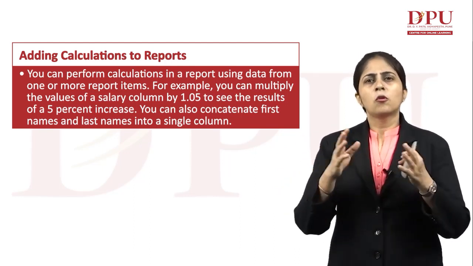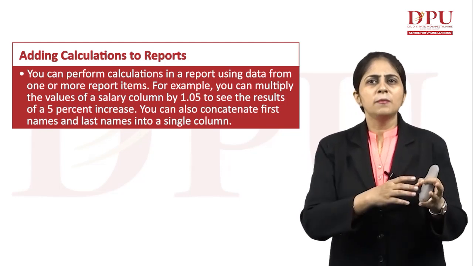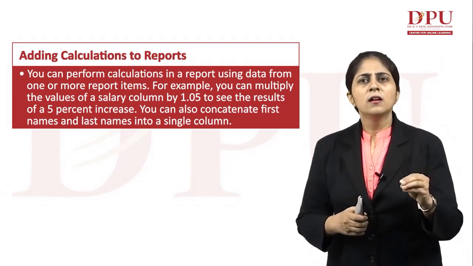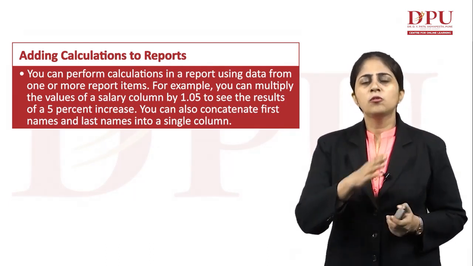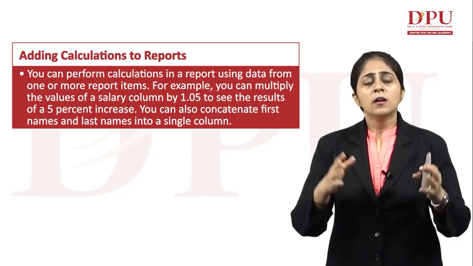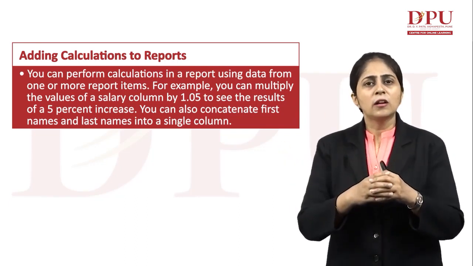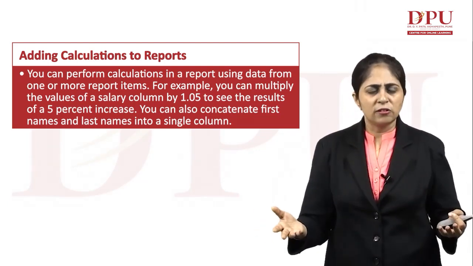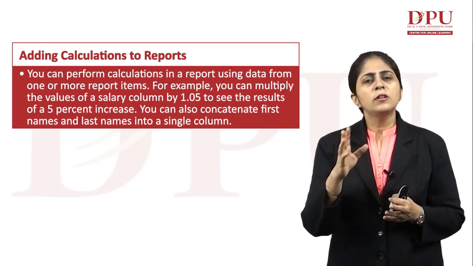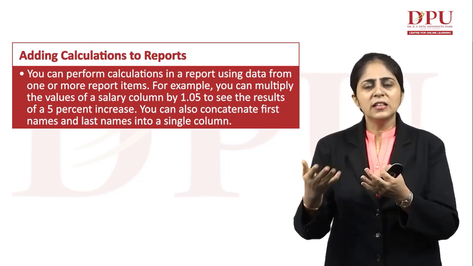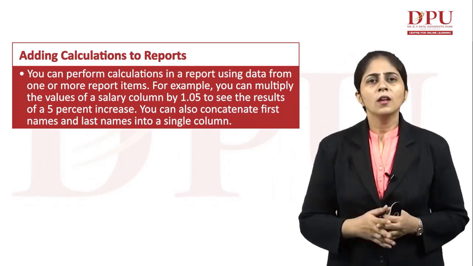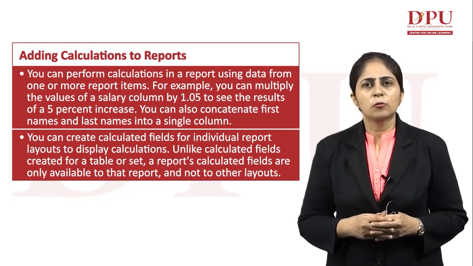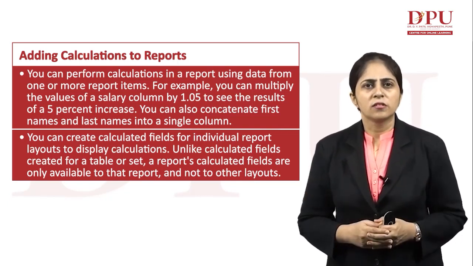You can also concatenate the first name and the last name into a single column. Normally when we store the data, we store the first name of the people in one column and the last name in the next column. So we can combine these two together, and that can be done in our report. Likewise, many types of calculations can be performed on the reports to help us in easily analyzing the data. You can create calculated fields for the individual report layout to display the calculations.